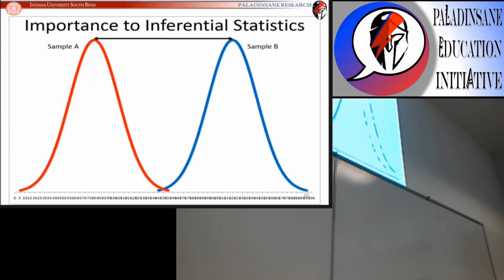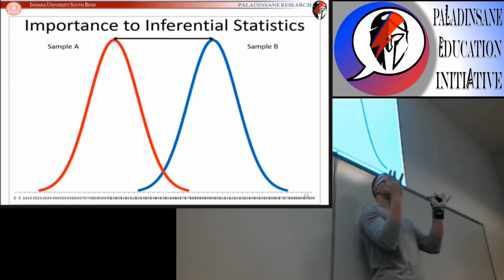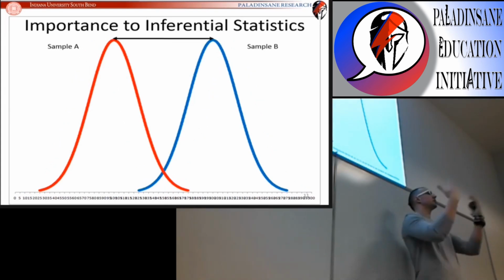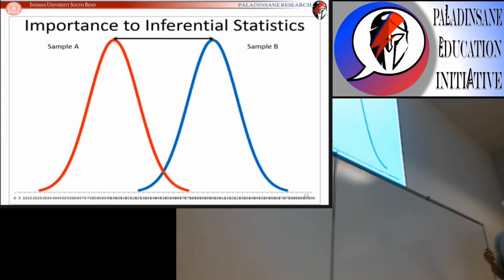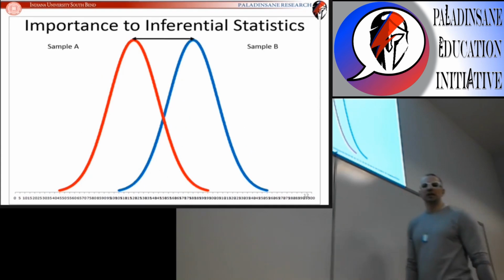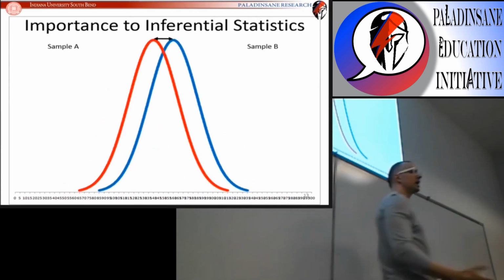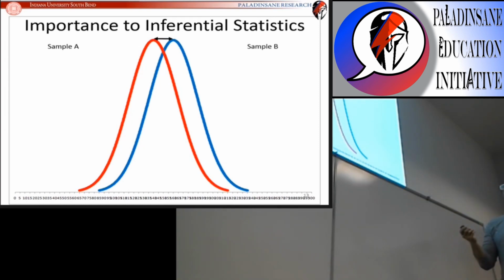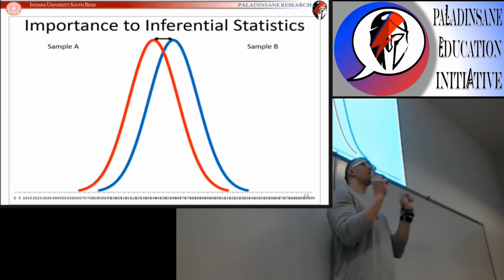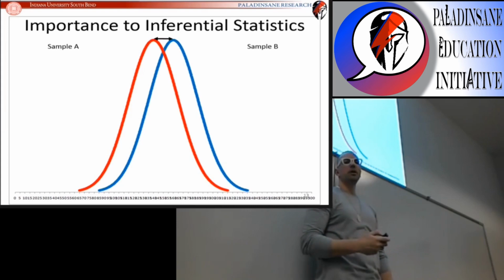But what happens when that overlap is not as evident? It gets more difficult to tell if the samples indicate that the population is different. It gets more difficult to generalize from your samples to your population. The more overlap there is, the less likely you are to actually detect a difference. So inferential statistics takes into account the overlap between two samples, and the more overlap there is, the less likely you are to be able to detect if your drugs are differently effective.